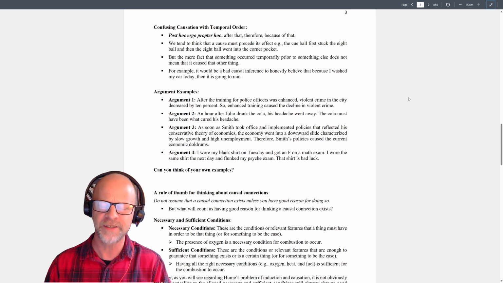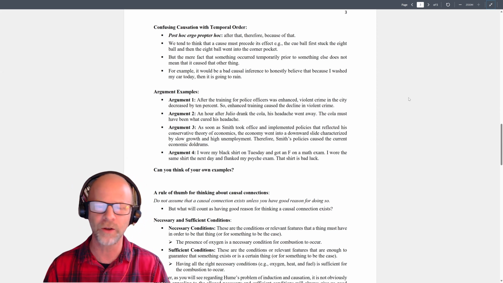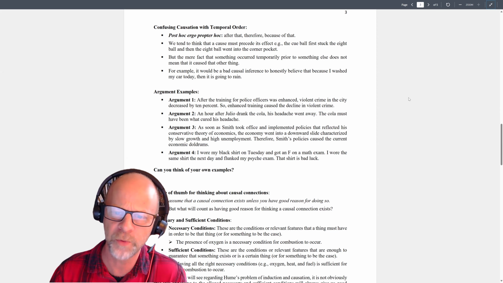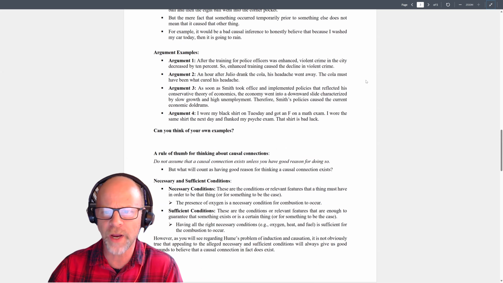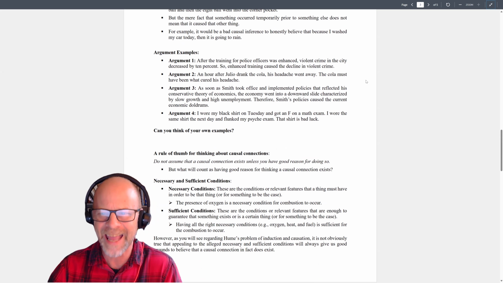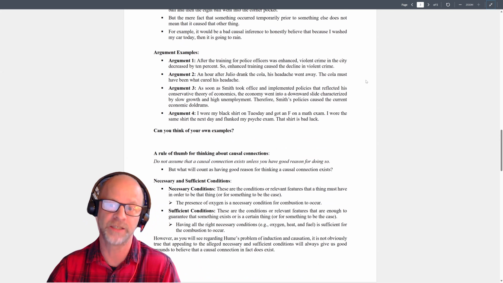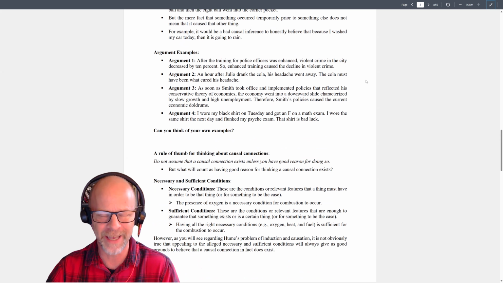But the mere fact that, temporally speaking, something occurred first or prior to something else does not automatically mean that it caused the other thing. Here's some arguments to help you think about this. So the first argument says, after training for police officers was enhanced, violent crimes in the city decreased by 10%. So enhanced training caused the decline in violent crimes. Well, that's not necessarily the case.